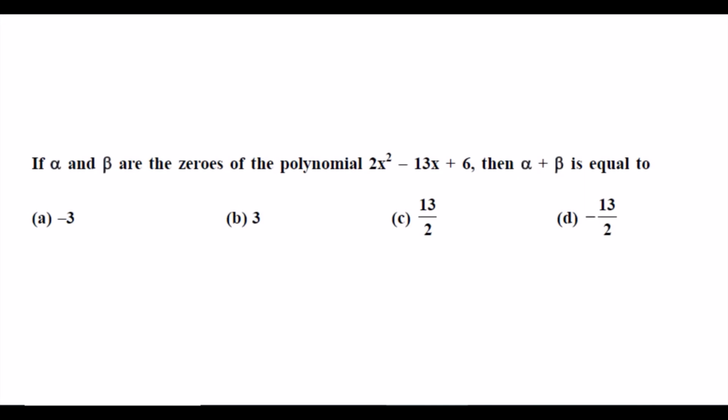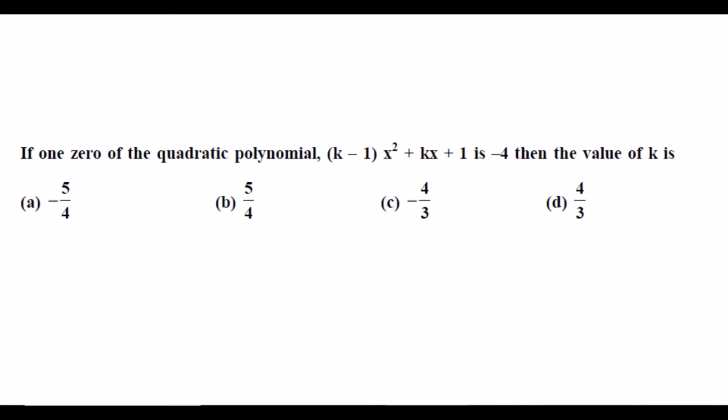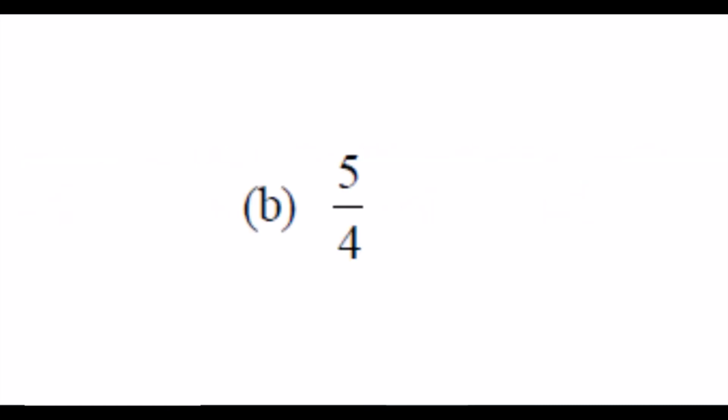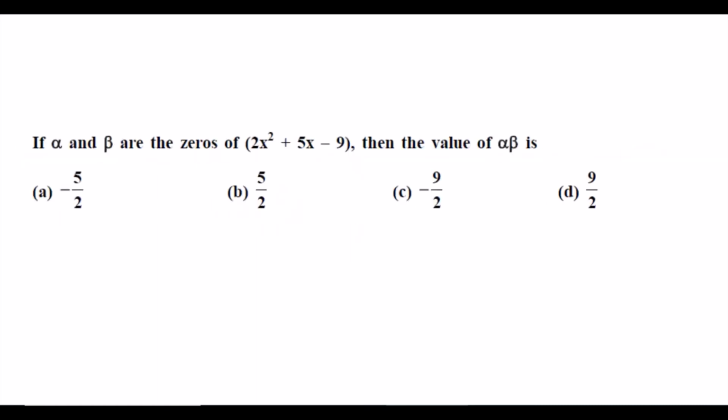Here alpha and beta are the zeros. Then find alpha plus beta, that is the sum of the zeros, negative b by a. It is 13 by 2. Here one zero of the polynomial is given. Find the value of k. Substitute and get the value of k. It is 5 by 4.